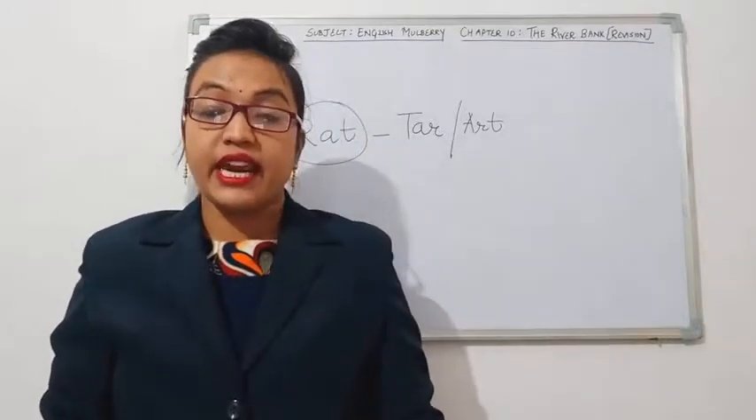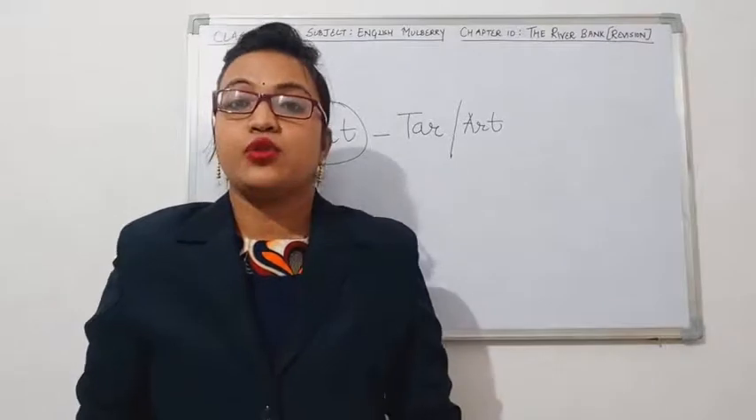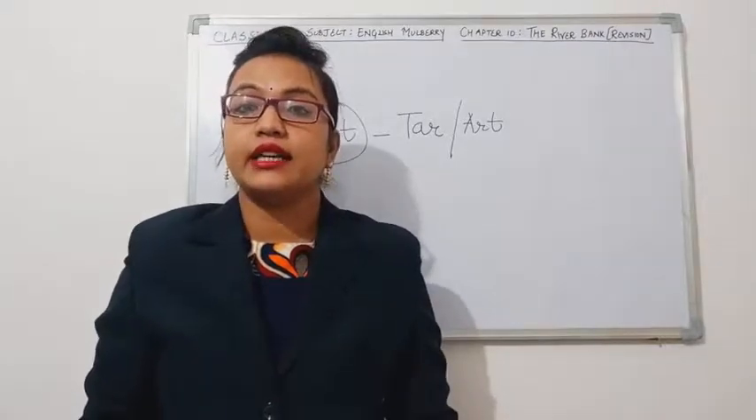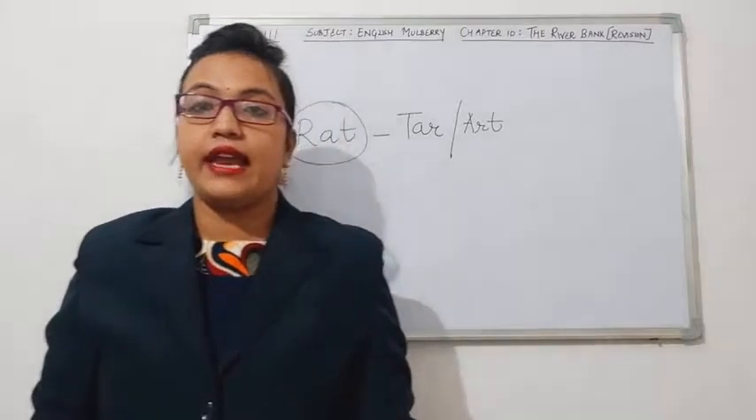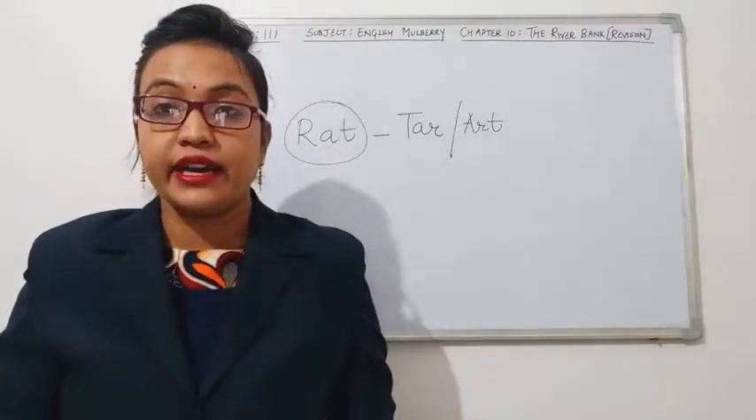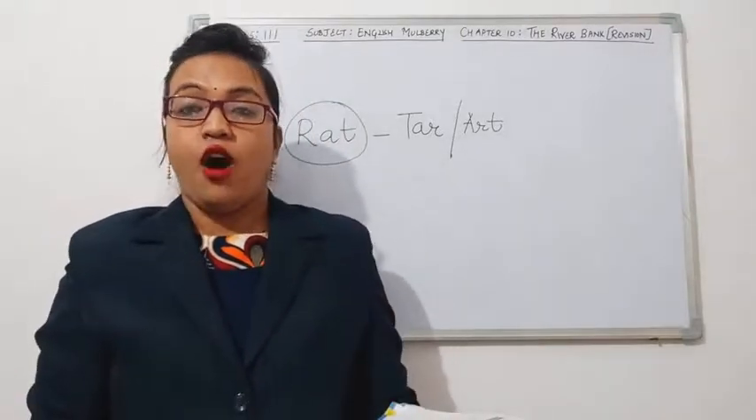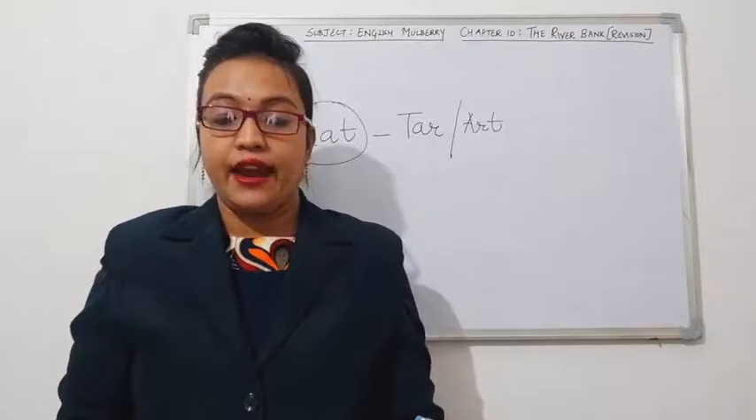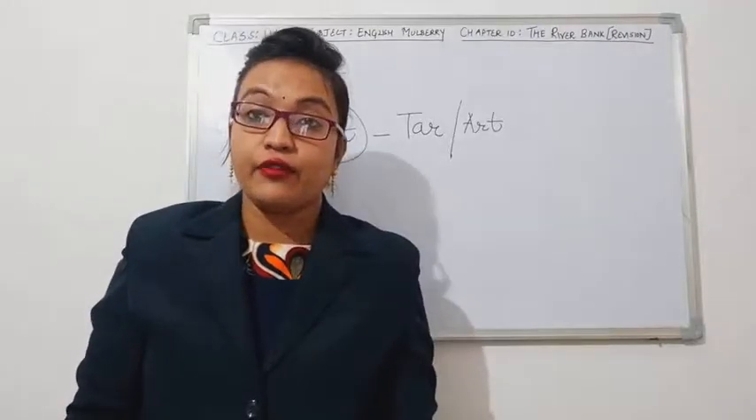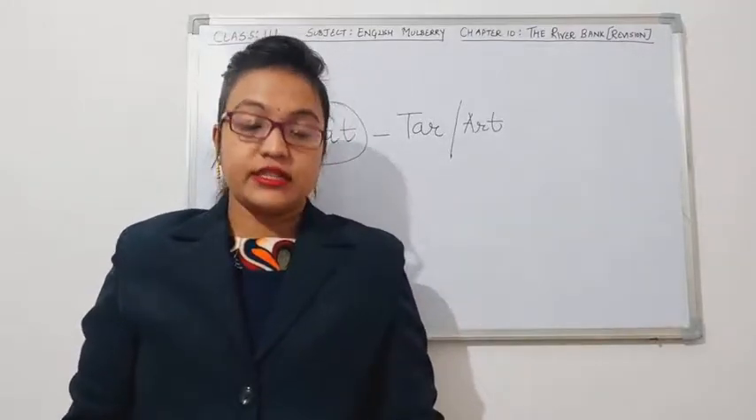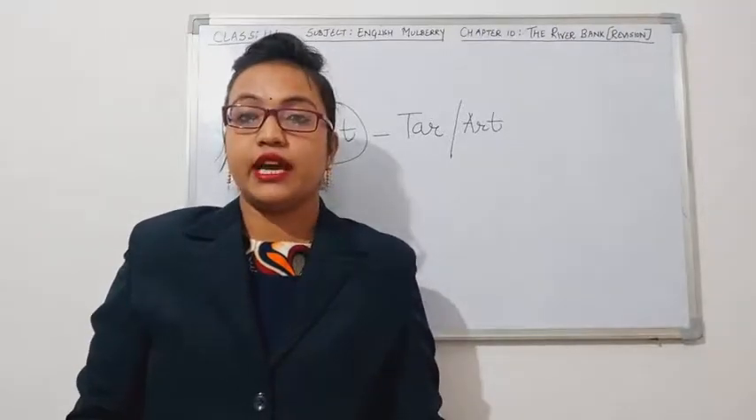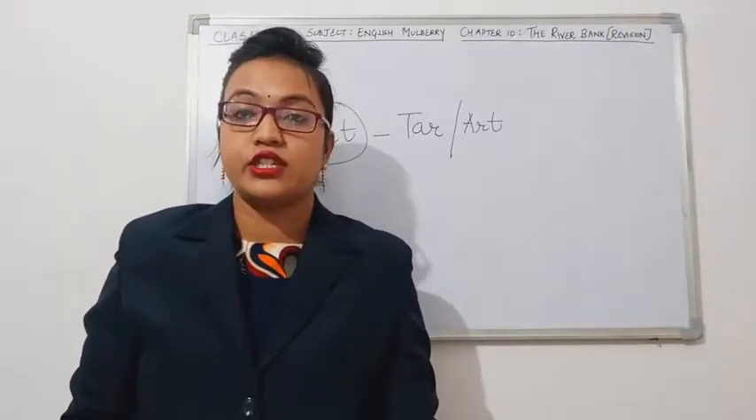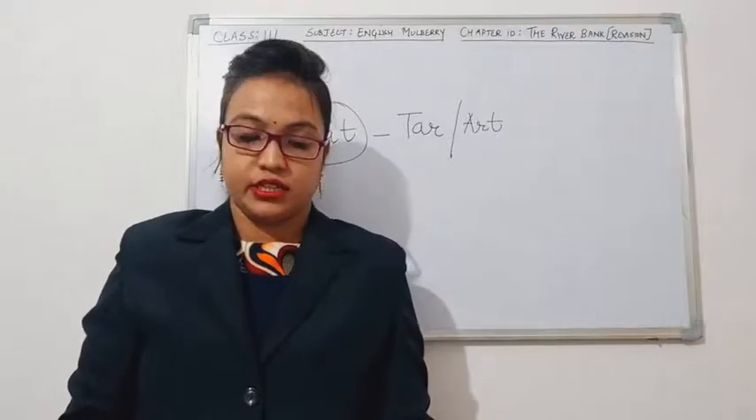Fourth is reed, R-E-E-D. So its anagram is deer, D-E-E-R. Fifth is leaf, L-E-A-F. By rearranging the letters, we can form another word, that is flea, F-L-E-A, a kind of insect. Next, hare, H-E-A-R. When we rearrange the letters, we get a new word, that is hare, H-A-R-E, a rabbit.